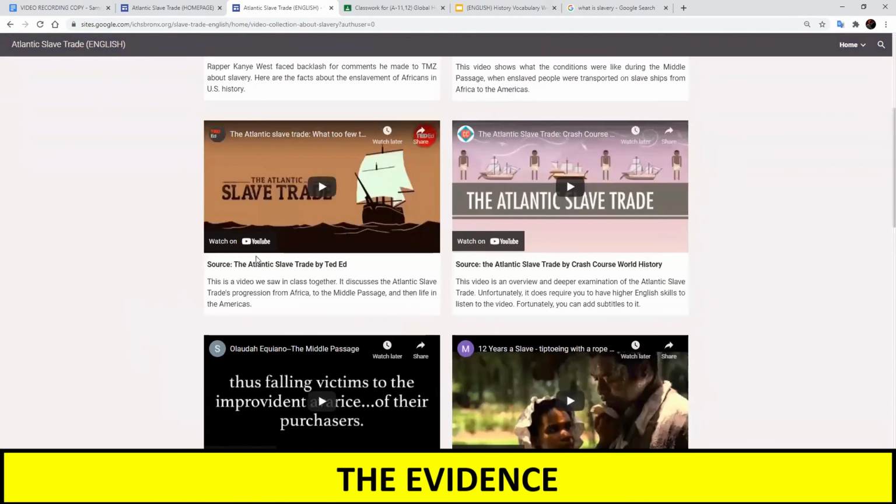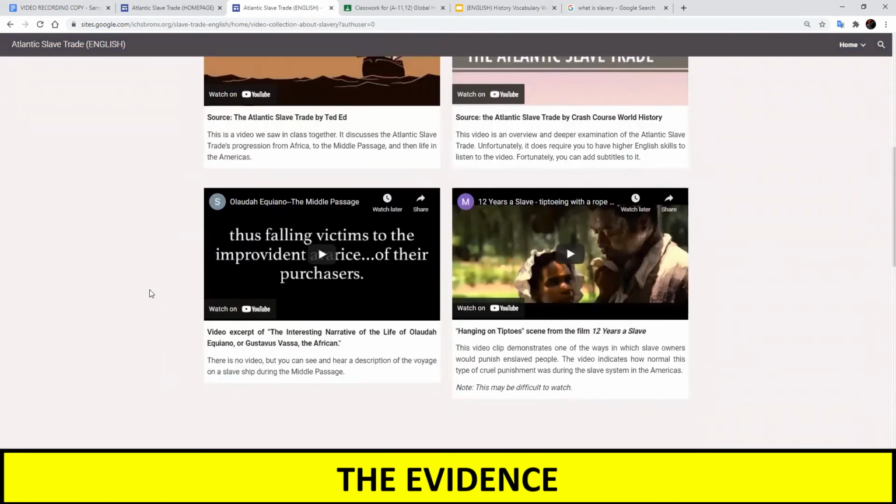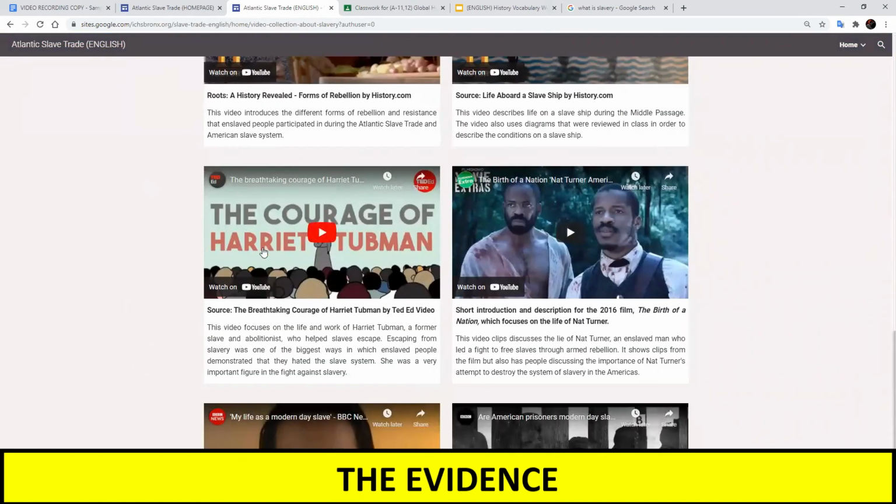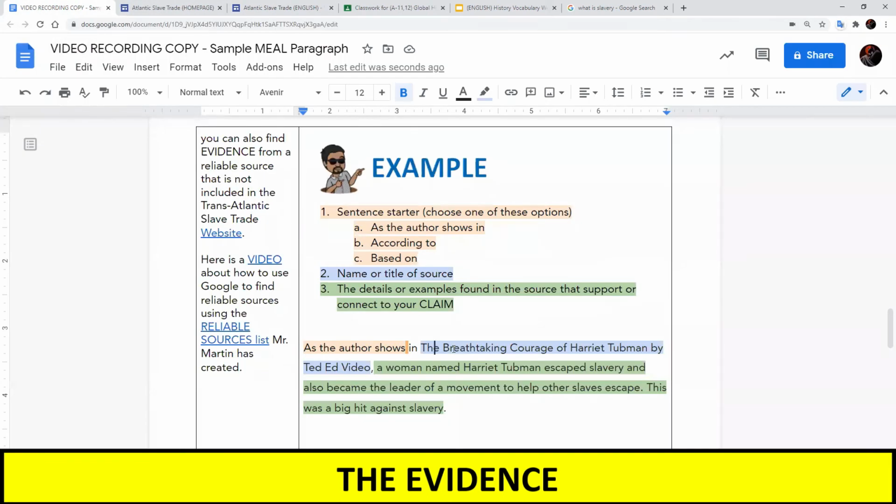We've watched this video right here about the Atlantic slave trade, and this is the Harriet Tubman video. All right, so it has the title of the source, and it also has some details about what was played in the video. As you can see, this is like a summary, so you just write it very easily like this. However, if you copied and pasted it, you would need to add what are called quotation marks, as I'm showing you now.